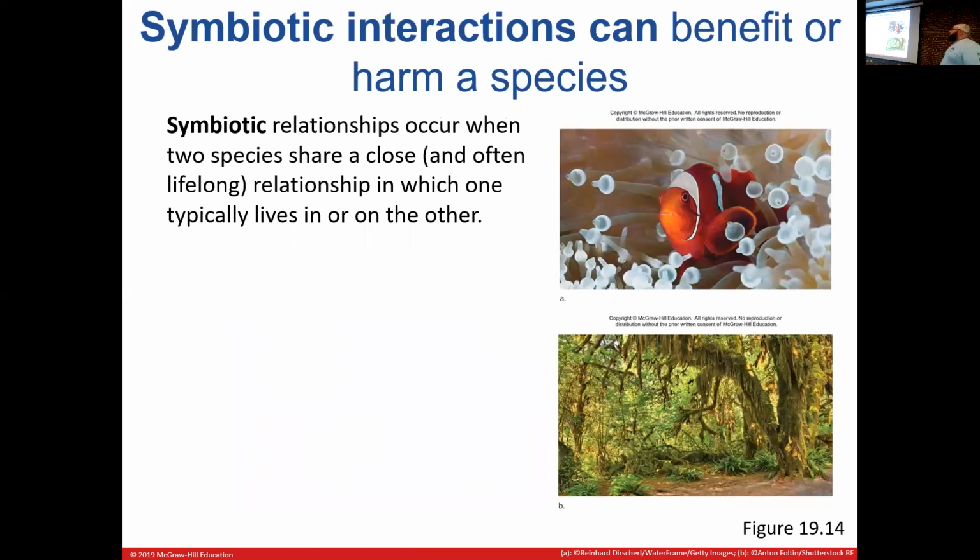Now, symbiotic interactions can both benefit or harm the species. So remember, symbiosis and mutualism aren't the same thing. Mutualism is when both of them benefit. Symbiosis is any interaction. These symbiotic relationships occur where two species share a close and often lifelong relationship, in which one typically lives in or around another.